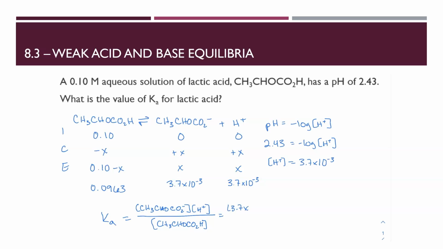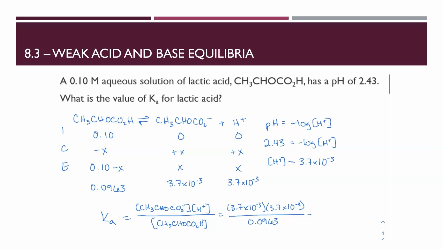So we have 3.7 times 10 to the negative 3, 3.7 times 10 to the negative 3, divided by 0.0963. We end up with a Ka value of 1.4 times 10 to the negative 4th.